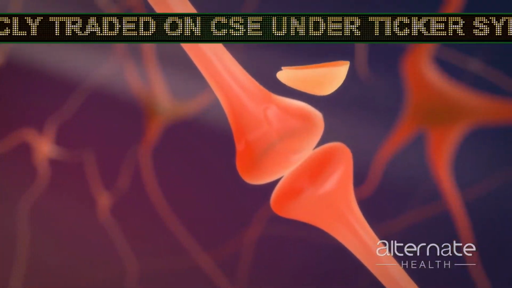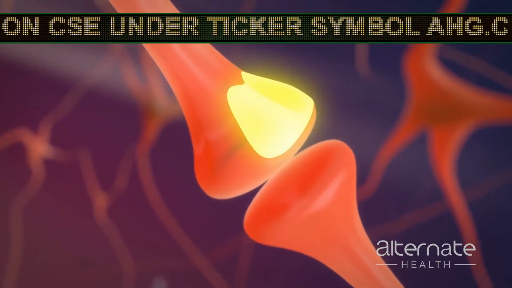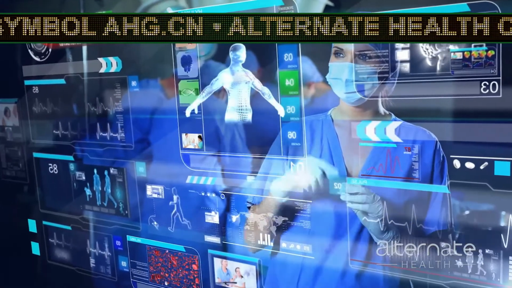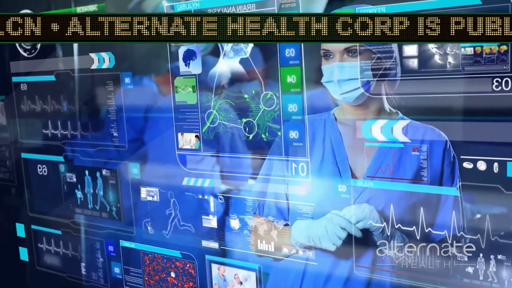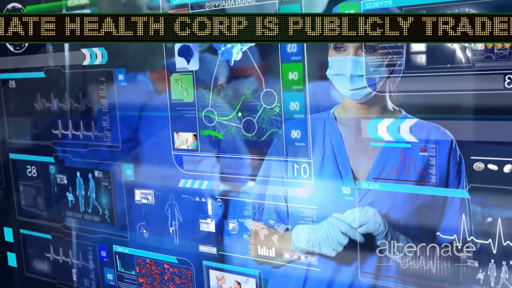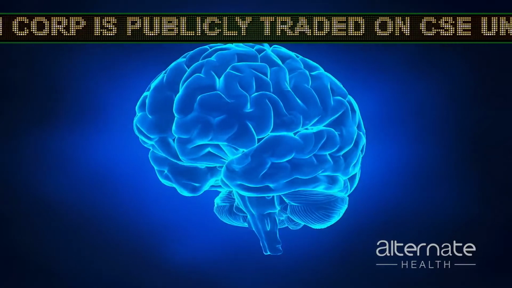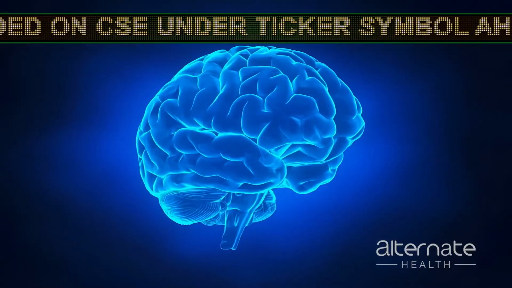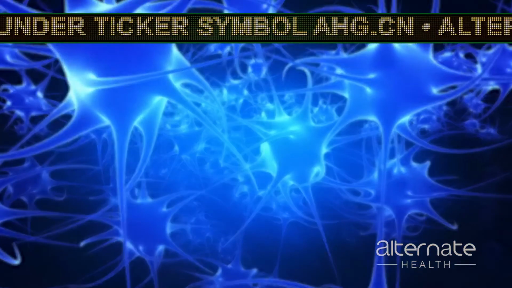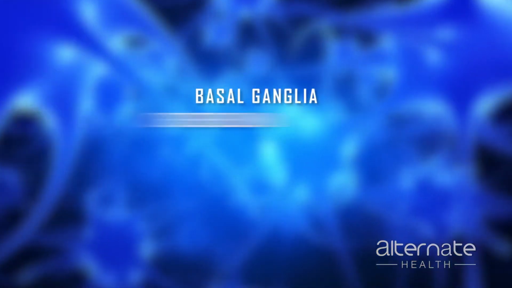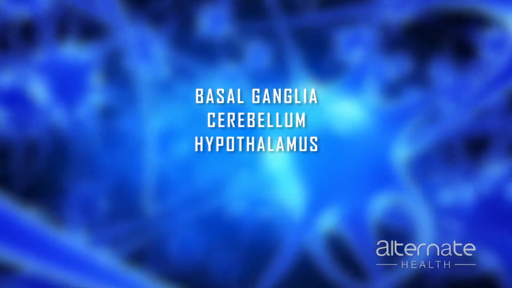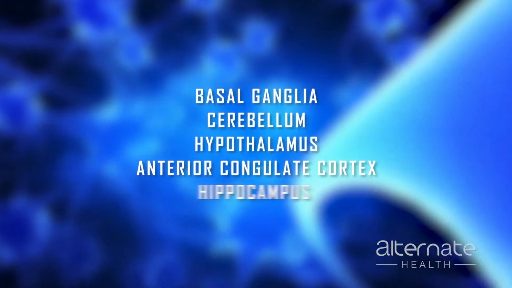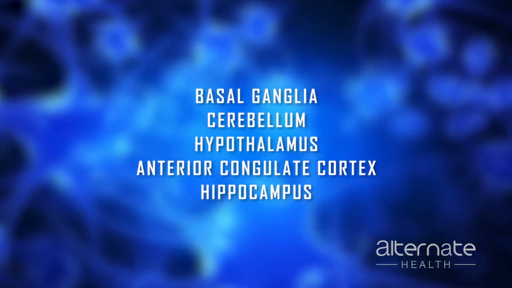THC, a cannabinoid compound, binds to CB1 cannabinoid receptors in the human brain, simulating the naturally occurring cannabinoids produced by the human body. In the human body, CB1 receptors are located in the cerebral cortex, which describes the frontal regions of the brain, the basal ganglia, the cerebellum, the hypothalamus, the anterior cingulate cortex, and the hippocampus.